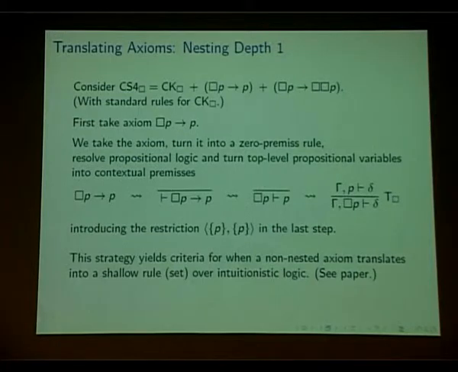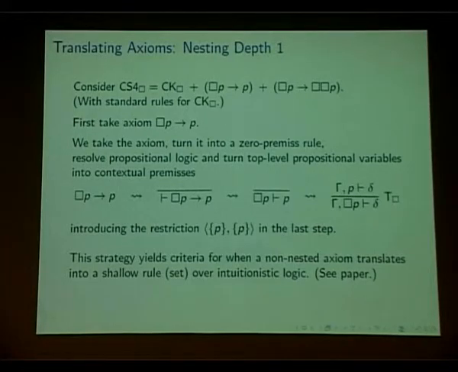And actually what we're thinking about at the moment is how to translate shallow rules, or in general rules with restrictions, back into axioms. And for shallow rules, we can actually show, or at least I think we can show, that the criteria which we give in the paper are necessary and sufficient for translatability.